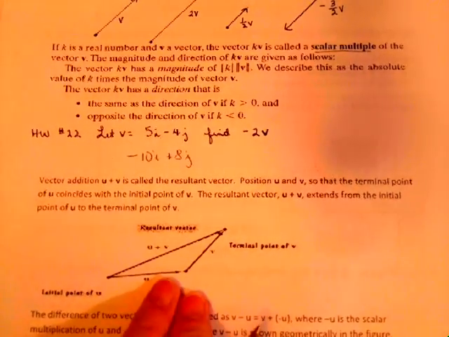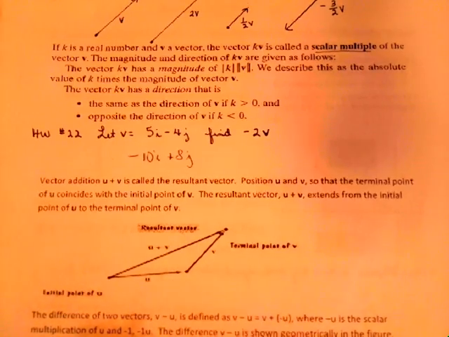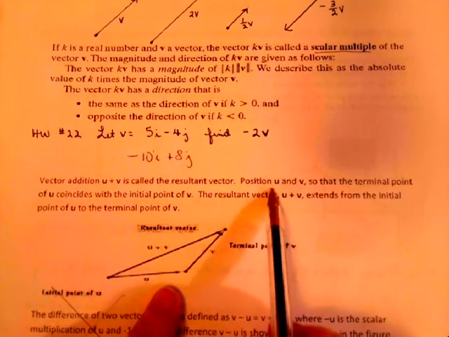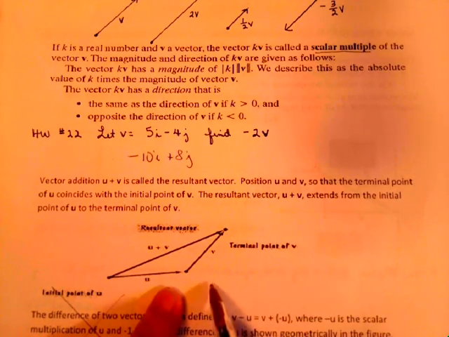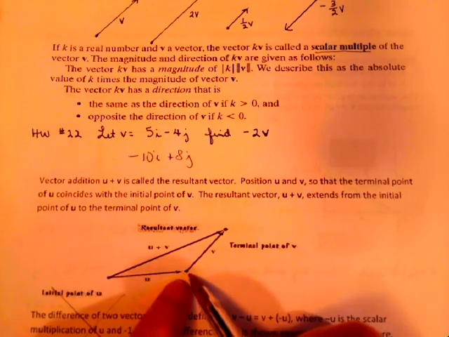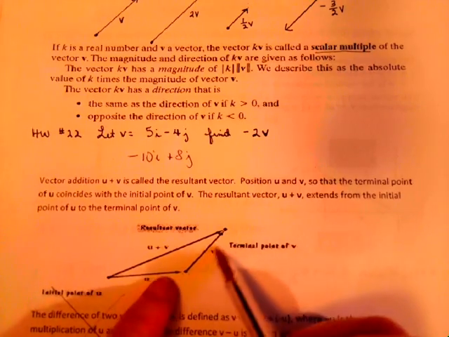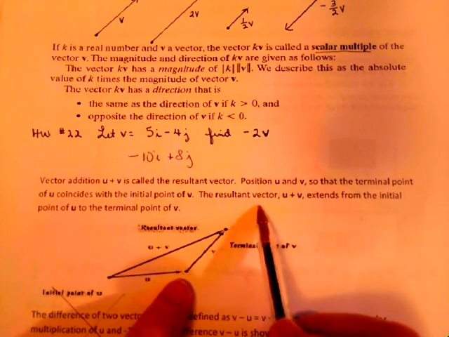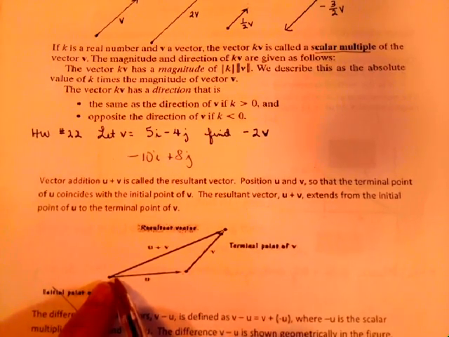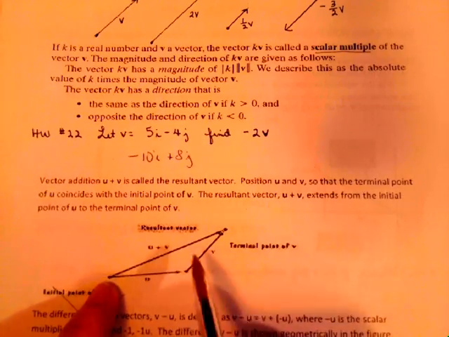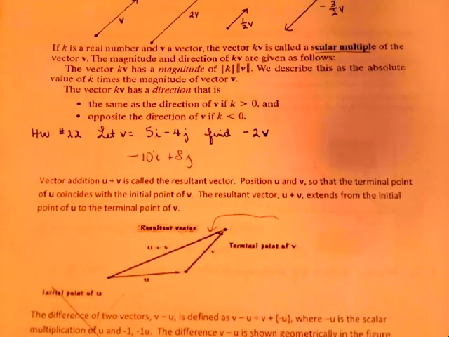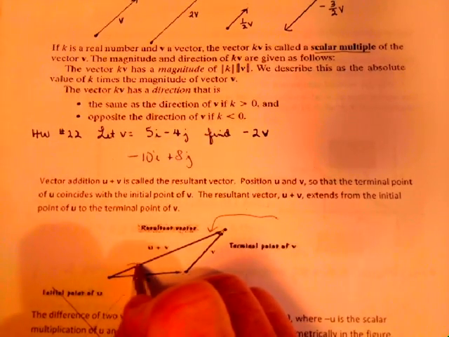Vector addition. We're going to look at this one little thing for addition, but we're not going to look at this one for subtraction. It says, position u and v so that the terminal point of u coincides with the initial point of v. So here I have these two vectors drawn. The resultant, u plus v, extends from the initial point of u to the terminal point of v. So this is the resultant. This one right here is the resultant.